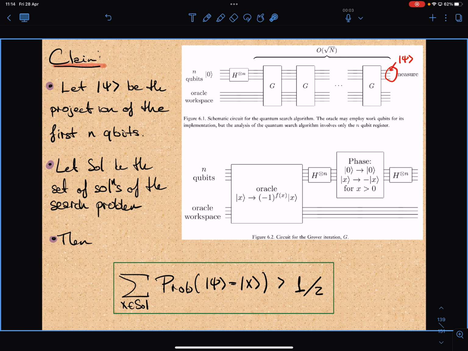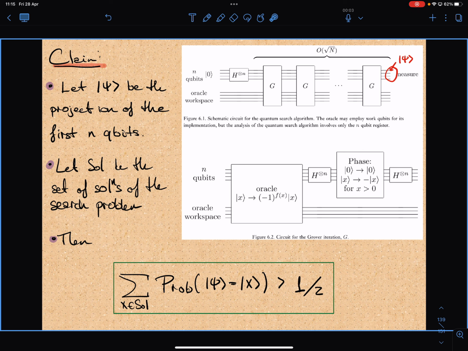So actually, this is important. This is a good point, that no solution is going to be more likely than the other. All solutions are going to be uniformly likely to be measured at the end. So in that sense, every solution is equally likely. So if you measure, and this is a probabilistic argument, but if you measure it enough times, you should get a good enough sample of all the solutions.